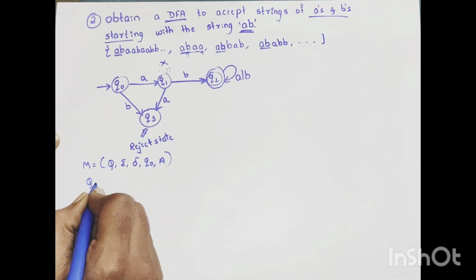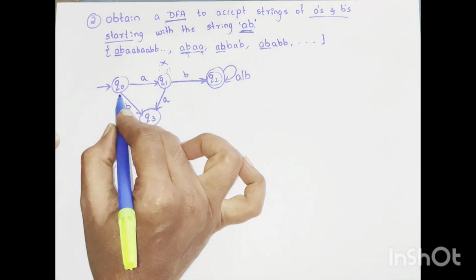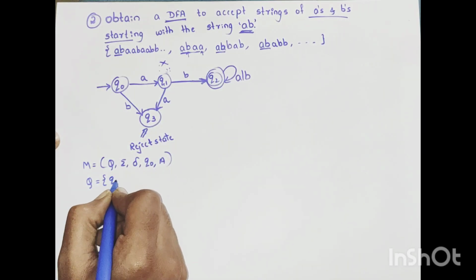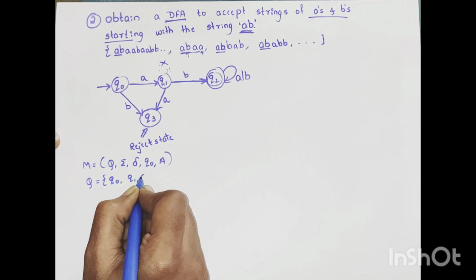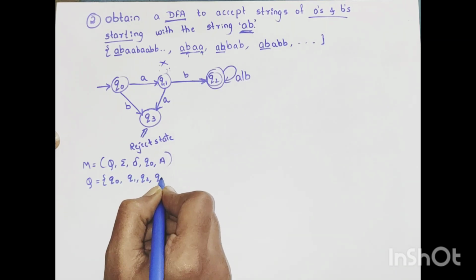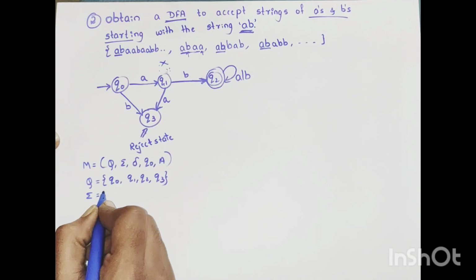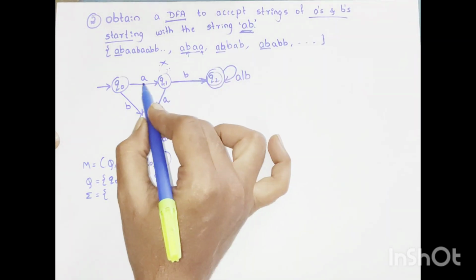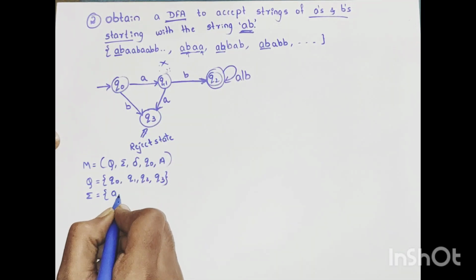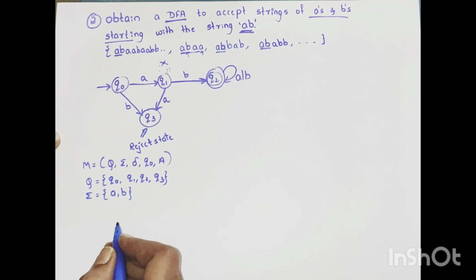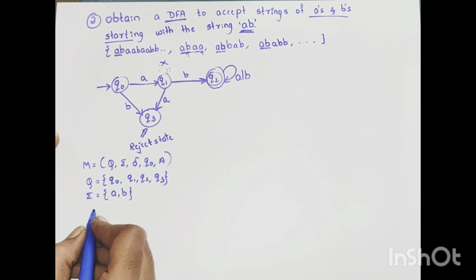So now the machine definition will be Q, summation, delta, Q0, A. Here Q is nothing but the set of states. The set of states are Q0, Q1, Q2, and also we will include the reject state here. Then summation is nothing but the possible symbols which are taken here, the combinations of A's and B's. So summation is equal to A comma B.